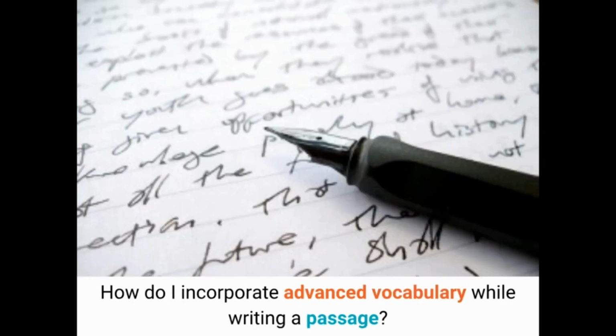All right. The next question, Anuja, again, this was a question I was asked a lot actually. How do I incorporate advanced vocab while writing a passage? Also, is it important that I do? Is it necessary to use large words, slightly more complicated words while writing an AWA passage? This is actually an excellent question. I'm really thankful to the learner who asked about this.